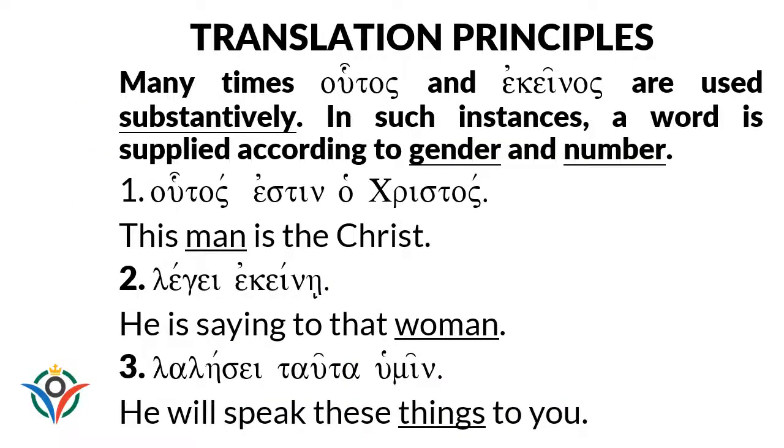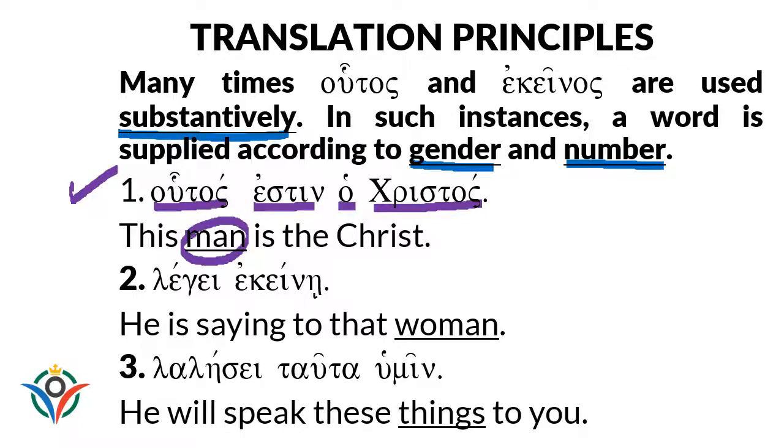All right, the next very important translation principle is that many times hutos and ekainos are used substantively. All right, that's when a word functions as a noun. So in such instances, a word is supplied according to gender and number. So just take a look at three examples together. The first example, we have hutos estin ho Christos. All right, so we translate this as this man is the Christ.